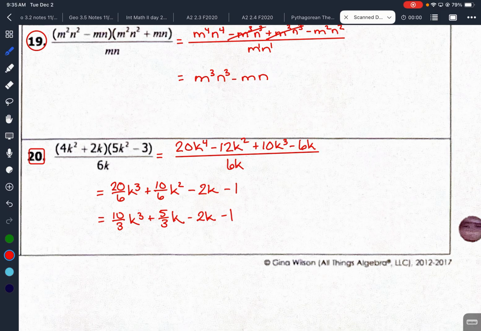So what was different about that one? Did 6 go into 20? No. I asked if 6 went into 20. So you should have gotten 20 over 6k cubed plus 10 over 6k squared minus 2k minus 1. Everyone got there? Okay. Then how did I get to 10 over 3? I reduced it by 2.